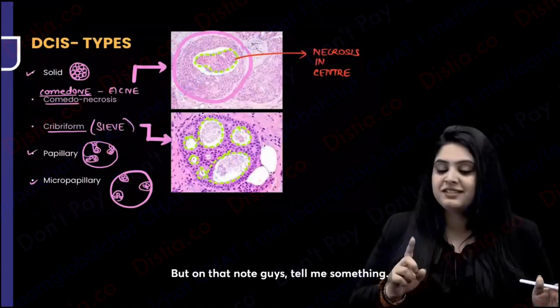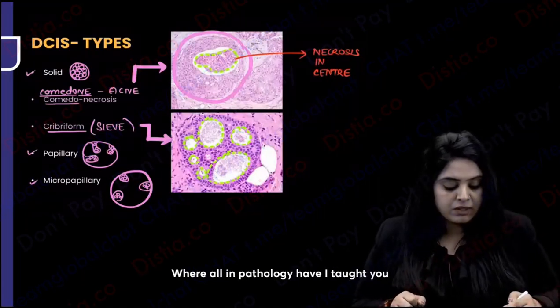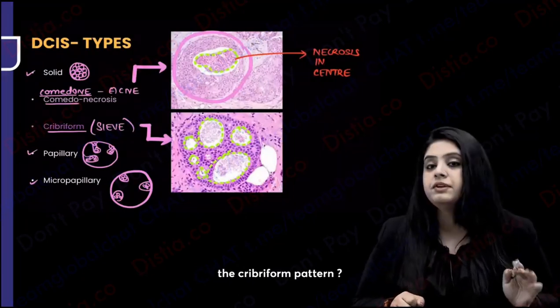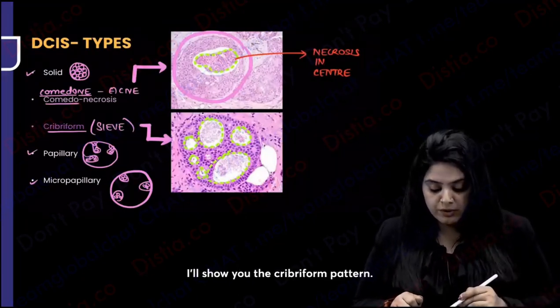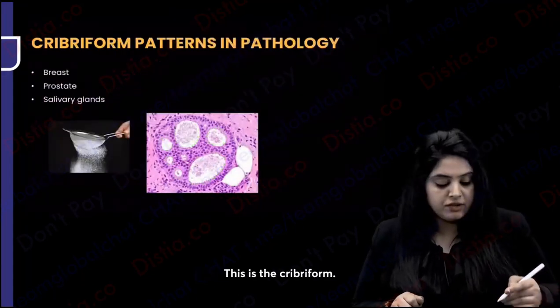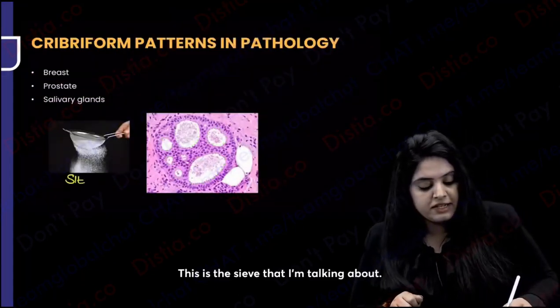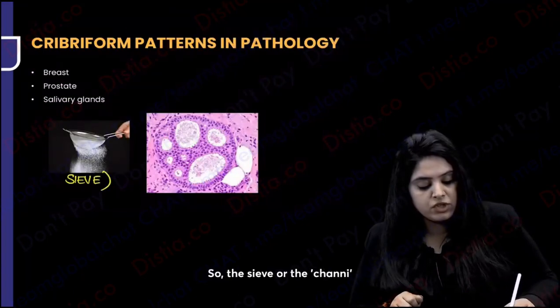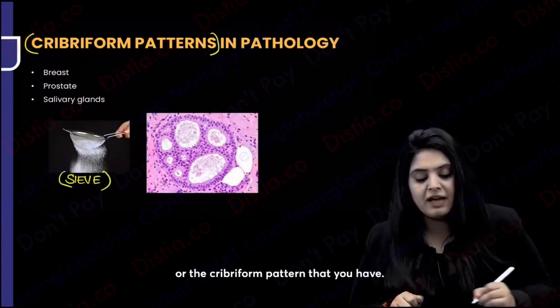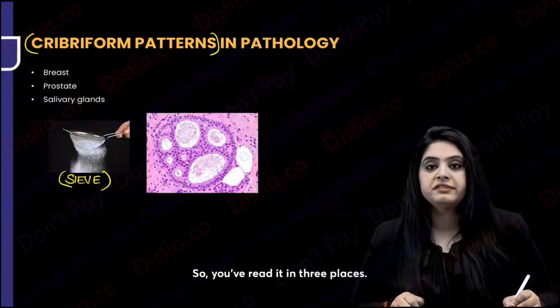But on that note, guys, tell me something. Where all in pathology have I taught you the cribriform pattern? I'll show you the cribriform pattern. Have a look at this. This is the cribriform. This is the sieve that I'm talking about. So the sieve or the channi or the cribriform pattern that you have. So you've read it in 3 places.